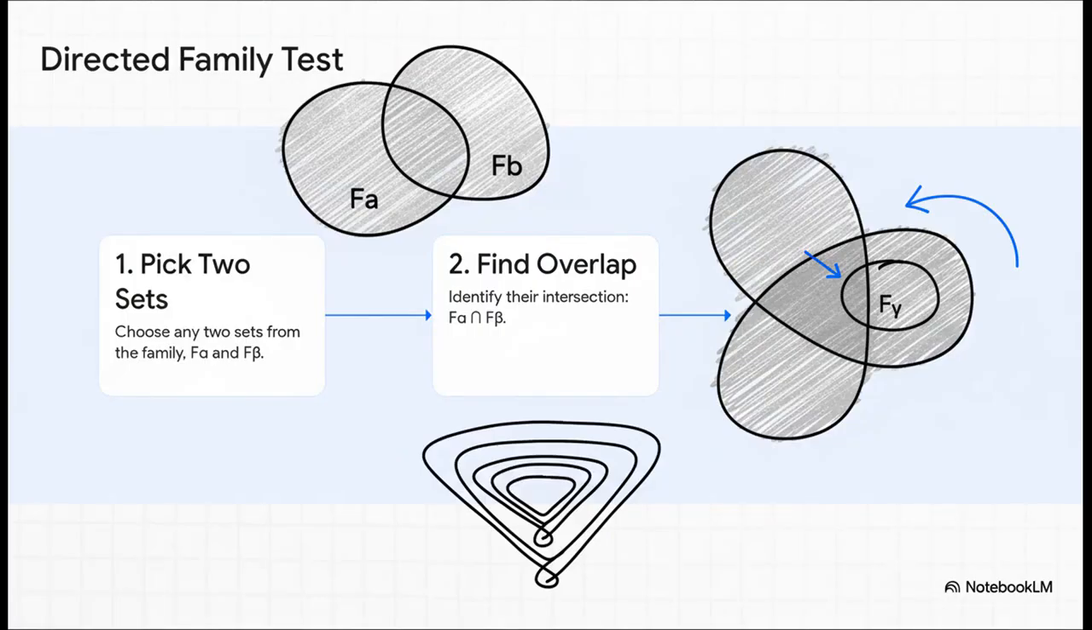We can turn that formal definition into a really simple three-step test. Here's how it works. Step 1, you just grab any two sets you want from your collection. Step 2, find the area where they overlap, their intersection. And now for the really important part. Step 3, you have to be able to find another set in your collection that's even smaller, one that fits completely inside that overlap. If you can always do that, no matter which two sets you start with, boom, you got yourself a directed family. It's this guarantee of always getting smaller and more focused that makes them so powerful.